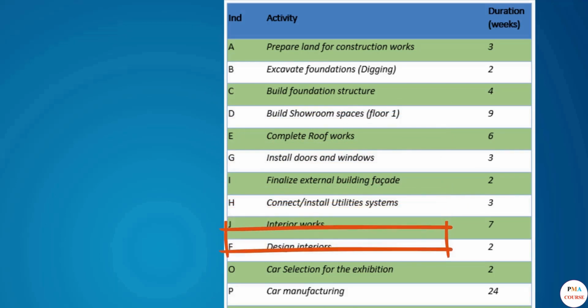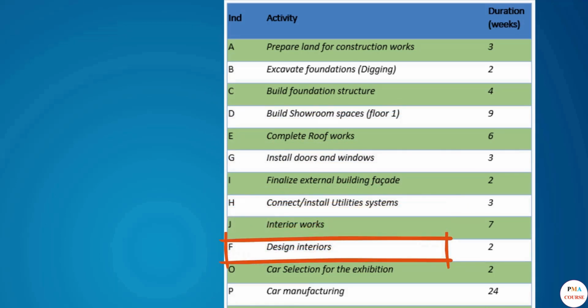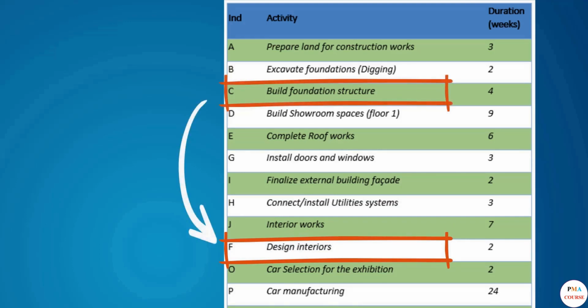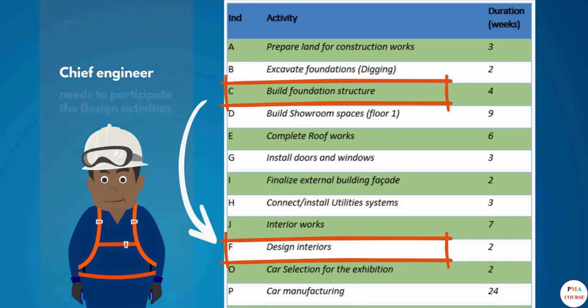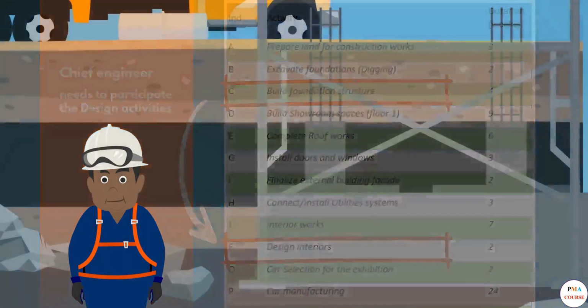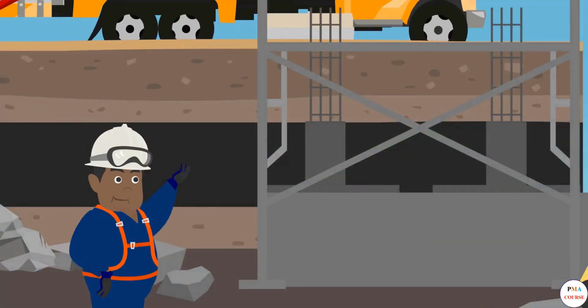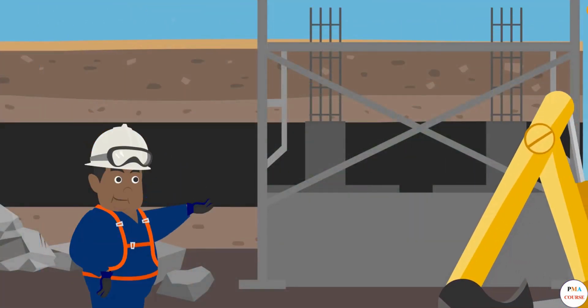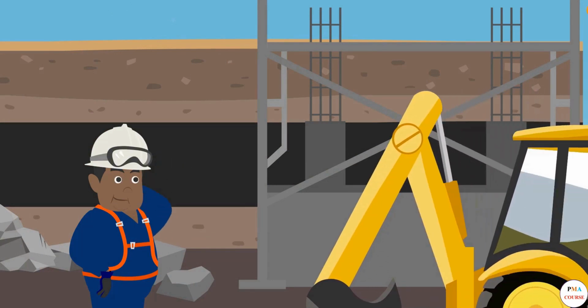For example, F, design interiors, must follow C, build foundation structure. These do not seem dependent. However, the chief engineer needs to participate in the design activities, although he will not have the available time before the main part of the construction is done. This makes it a resource constraint.